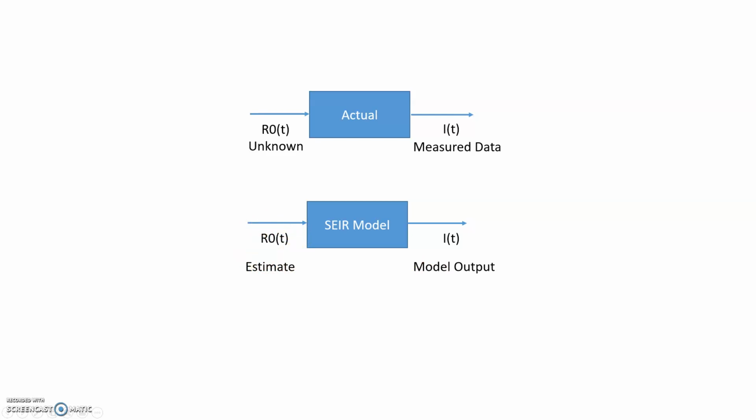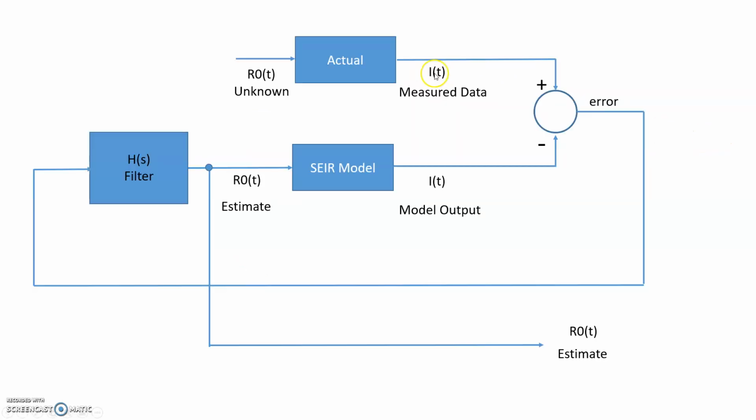So what I want to do now is show you that I'm going to automate this, and the way I automate this is I'm going to look at the difference between the actual data and my model output. That's going to generate an error signal in my infection rate. And based on this error signal, I'm going to feed this into a filter, and the filter will make an adjustment in the R0. And the idea is, if I can drive the error down to 0, that means that the measured data and the model output are equal.